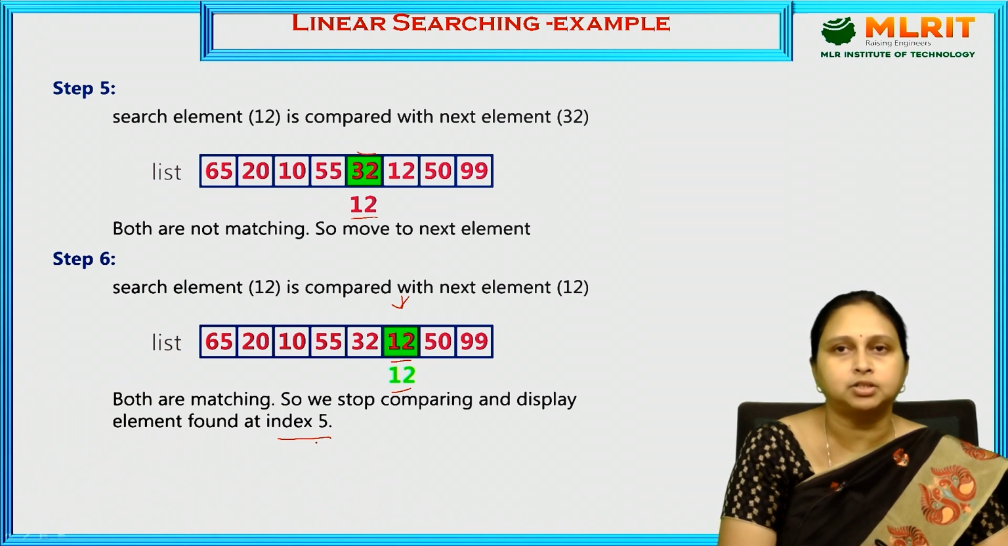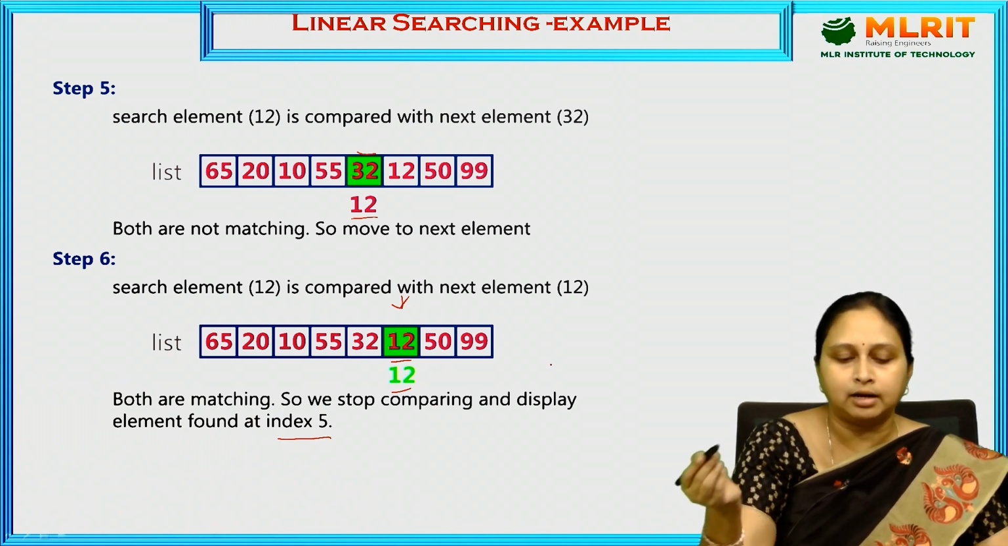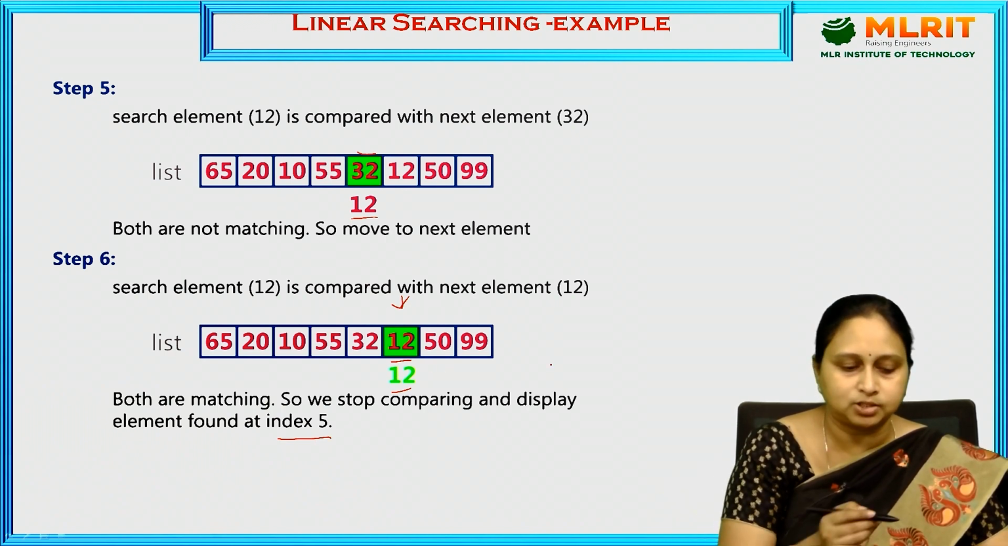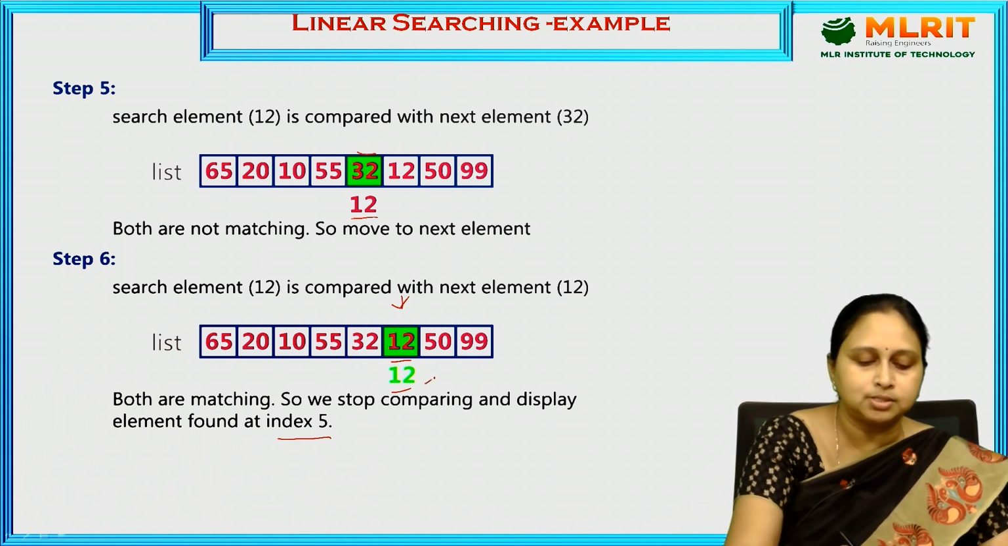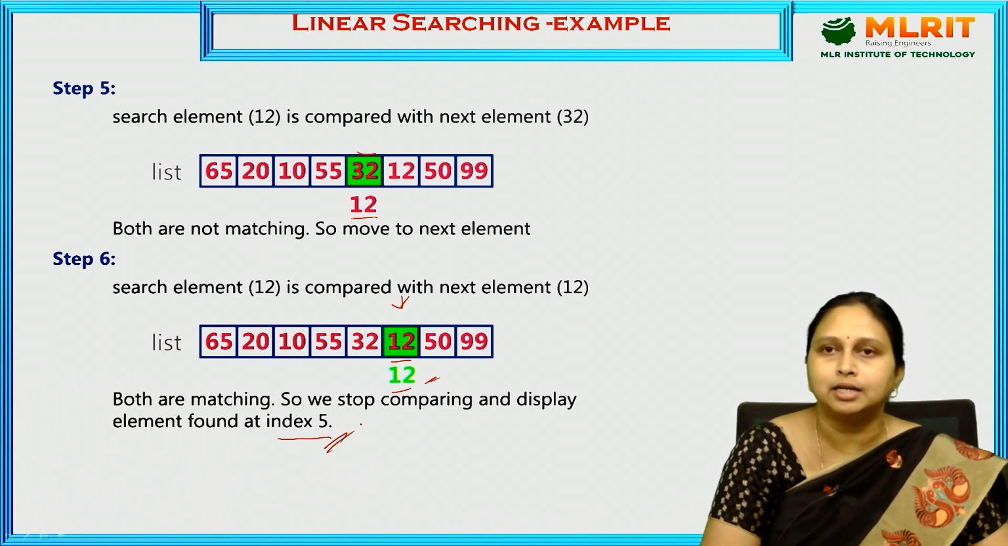If not matching, then we need to search until the end of the list. This has to be done. Here the match is found, so we return its index as 5.